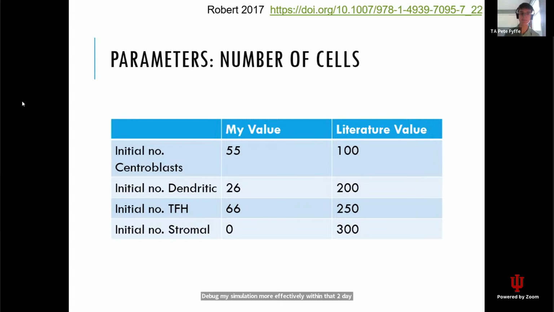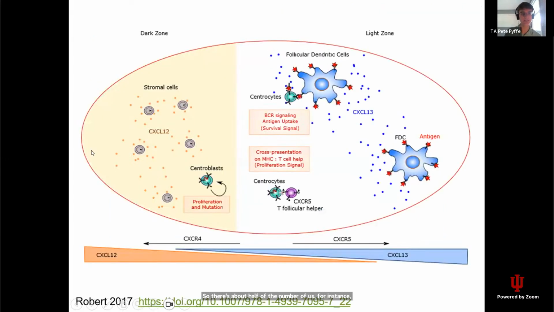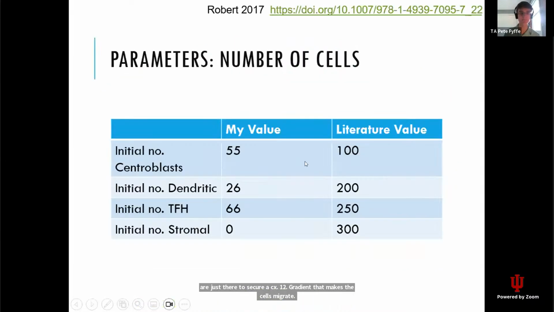So there's about half of the number of centroblasts, for instance, and there's one more cell type I forgot to mention, which is stromal cells. Those guys sit in the background of the dark zone, and I like to think of them as the background cells because they have principally no function and are just there to secrete a CXCL12 gradient that makes the cells migrate when they're ready to proliferate again.